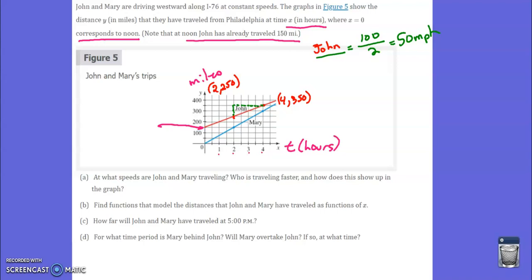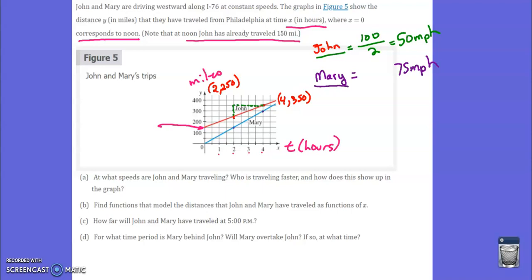And if we do the same thing with Mary, and again, between those 2 points, you could do the exact same thing, you're going to end up getting Mary's speed as 75 miles per hour. Again, calculate the rise over run, or look at the 2 points that they give us, and then calculate the slope between those 2 points. Notice that Mary is traveling faster than John.